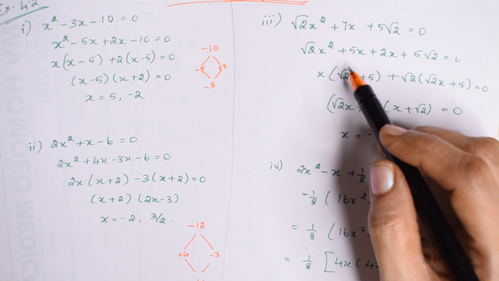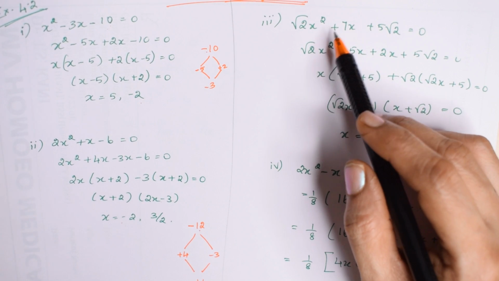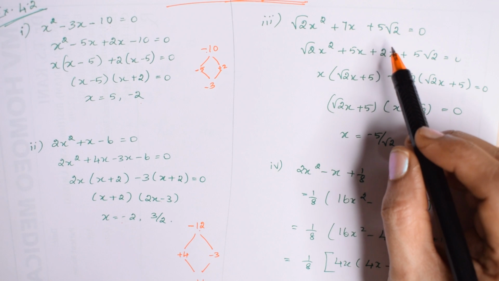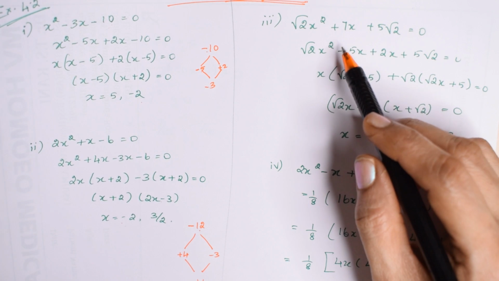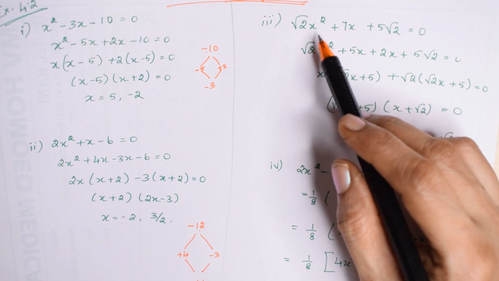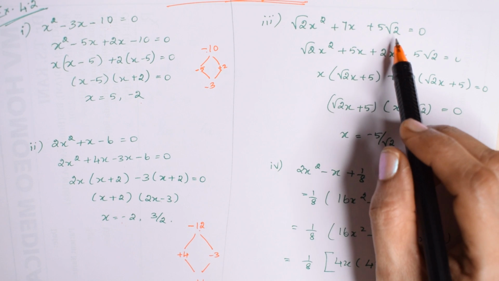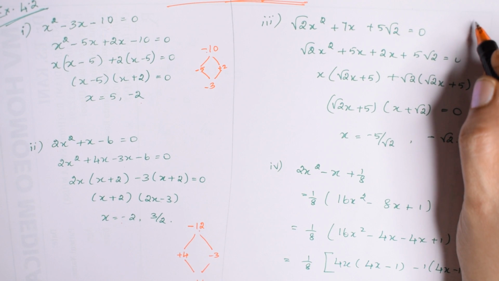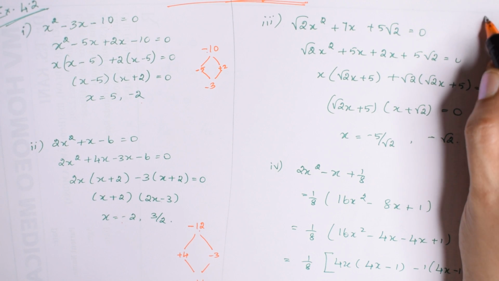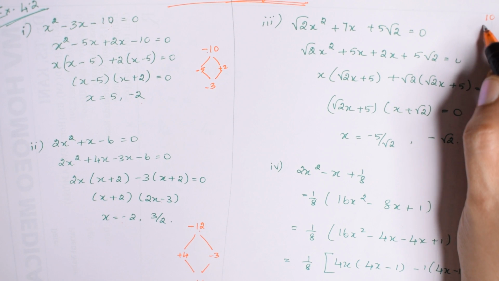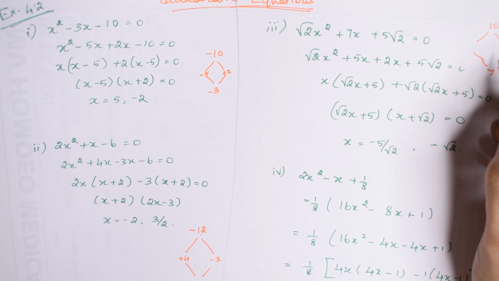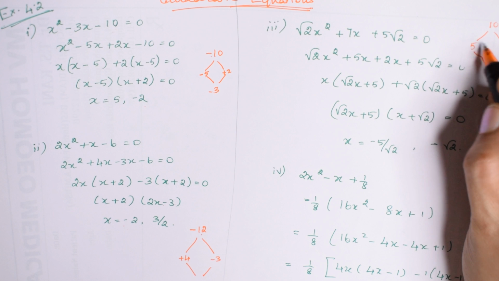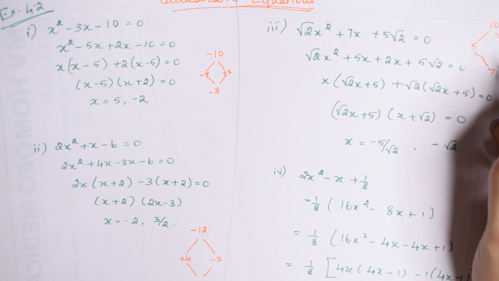Then the third sum here: square root of 2 x square plus 7x plus 5 square root of 2 is equal to 0. So even though there is a square root, we need not bother. The product of the two numbers, the square root and this number, will be 5 square root of 2 into square root of 2. So 5 into 2. The product should be 10 and the sum of the two numbers should be 7. I have to find such numbers. All the numbers are positive numbers, so it is going to be easy. 5 twos are 10. 5 plus 2 is 7.